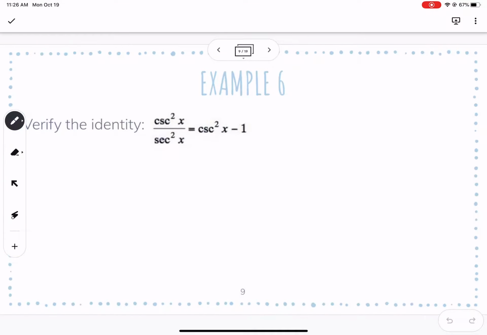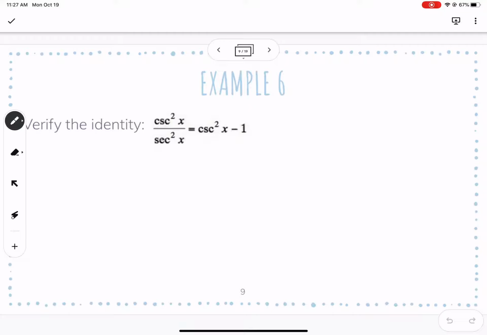The next example, we have cosecant squared over secant squared equals cosecant squared minus 1. So here, it's not really clear which one's the more complex side. You could argue that the one on the left has 2 parts, but the one on the right has 2 terms. So here it's kind of your own choice.